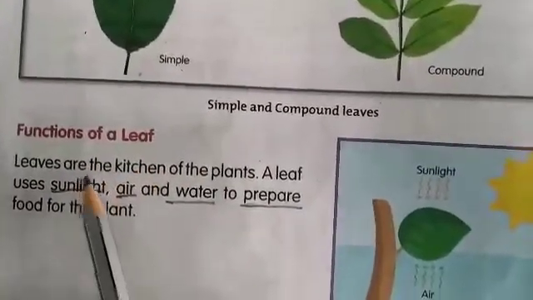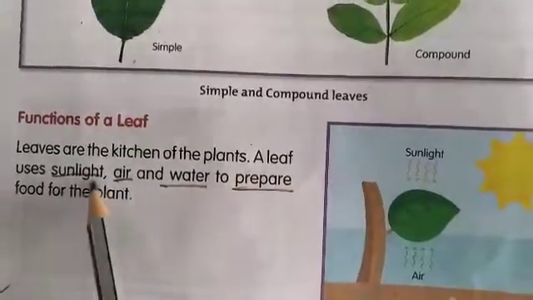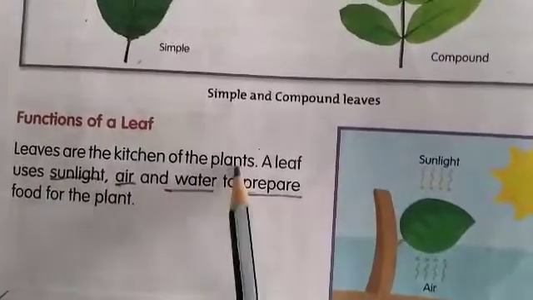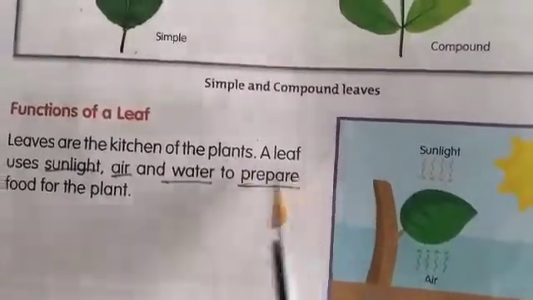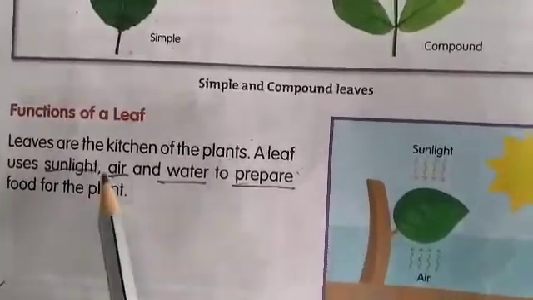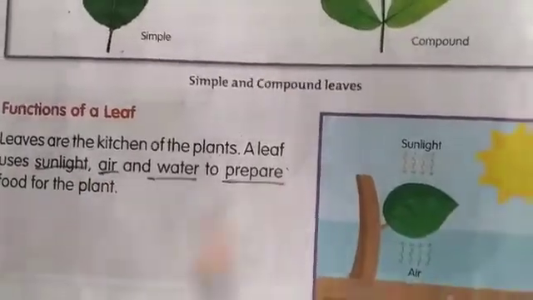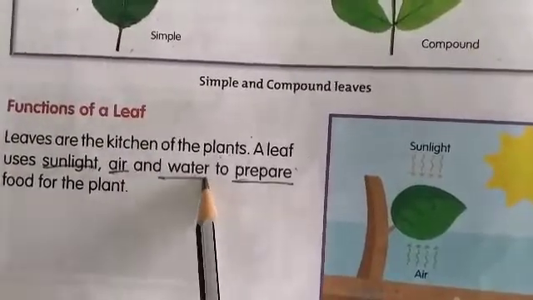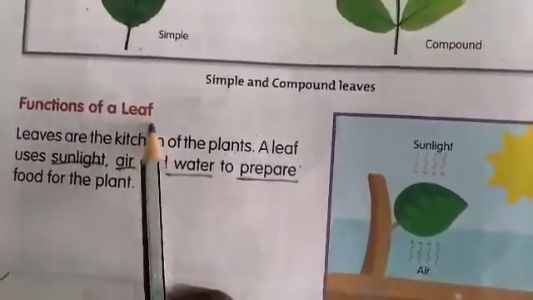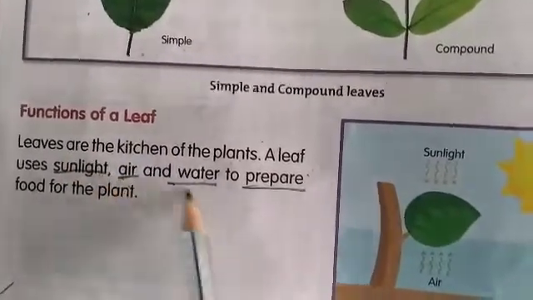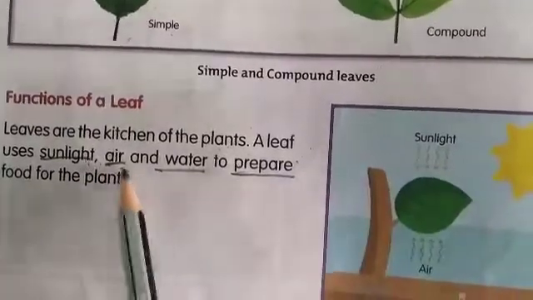Functions of a leaf. Leaves are the kitchen of the plant. A leaf uses sunlight, air and water to prepare food for the plant. So leaves are the kitchen of the plants. What does a leaf use to prepare food for the plant? Sunlight, air and water. These three you have to remember. They may ask you in bits, or they may ask you to write the functions of a leaf and what a leaf uses to prepare food. So it uses sunlight, air and water to prepare food for the plant.